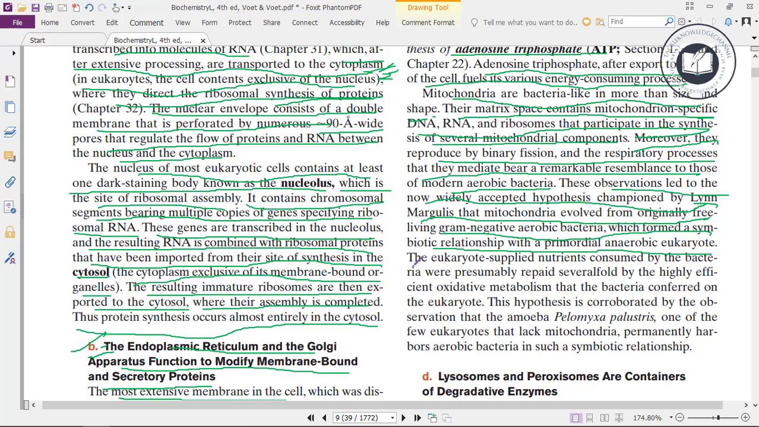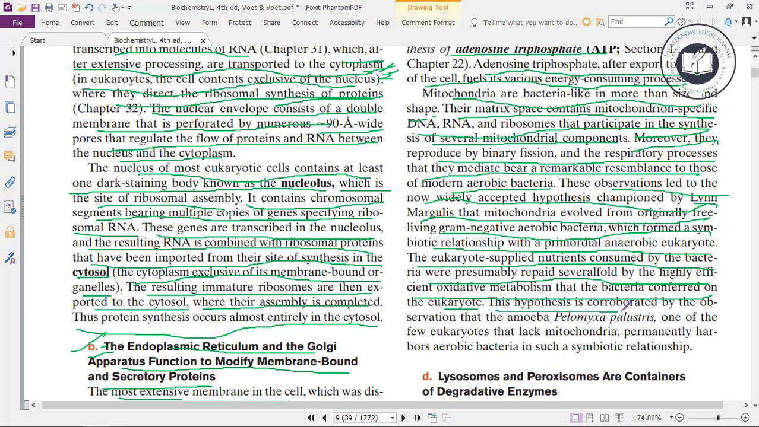The eukaryotes supplied nutrients consumed by the bacteria, and were presumably repaid severalfold with the highly efficient oxidative metabolism that the bacteria conferred on the eukaryote.